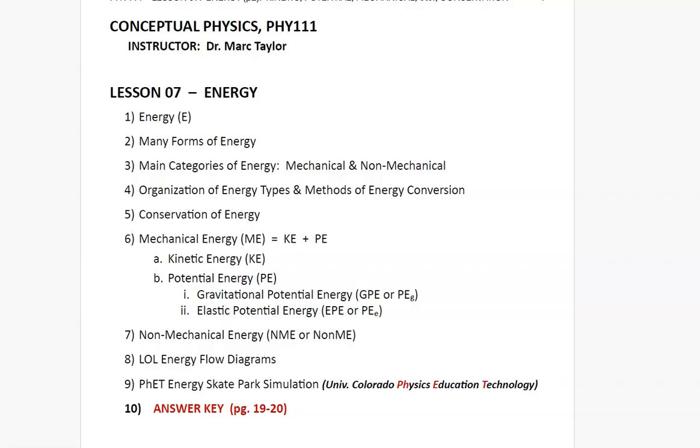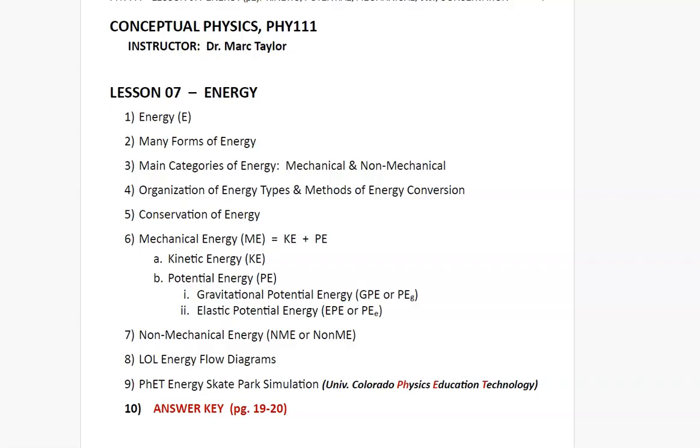Lesson 7 is the fourth lesson of Unit 2 on forces and energy. In Lesson 6, we discussed work, which is a method of transferring energy, but in this lesson, Lesson 7, we will discuss energy itself, its various forms, how they're converted from one form to another, and how to calculate many of these forms. So we're going to talk about energy.